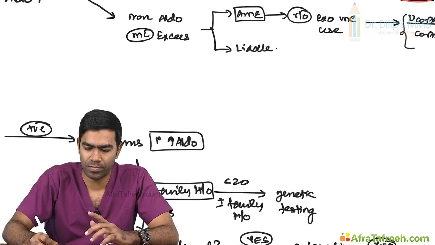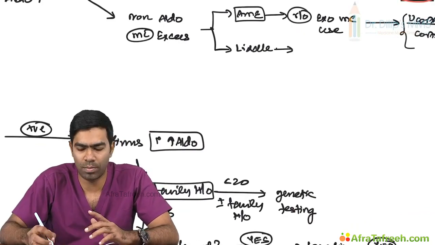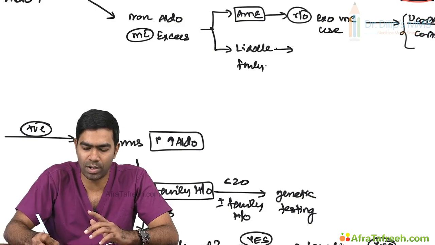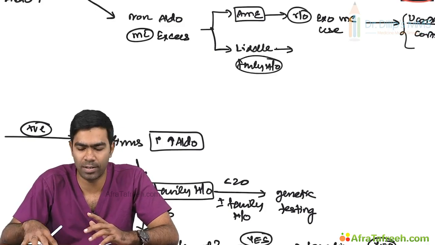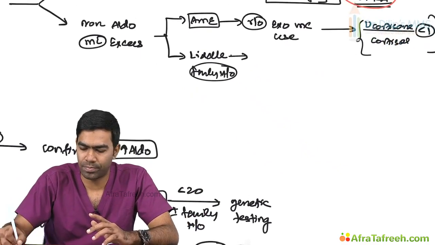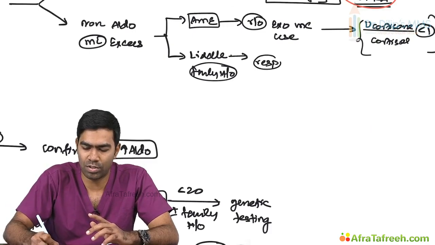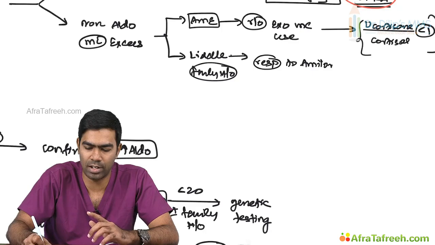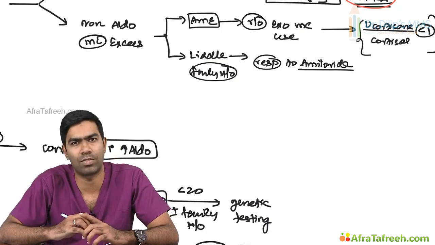Liddle syndrome, I told you it's autosomal dominant, which means you definitely tend to have a family history here very clearly. At the same time, these patients can be diagnosed from the responsiveness to amiloride. They will respond excellently to amiloride, and that becomes the drug of choice for this disorder.